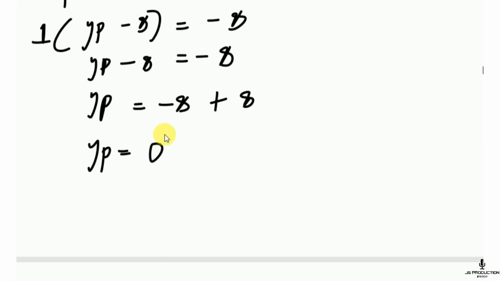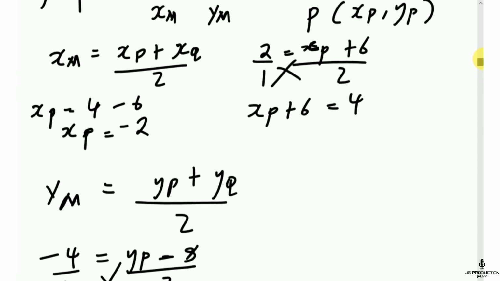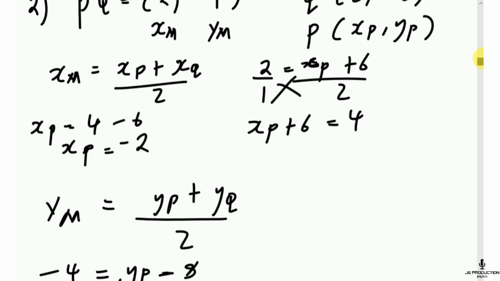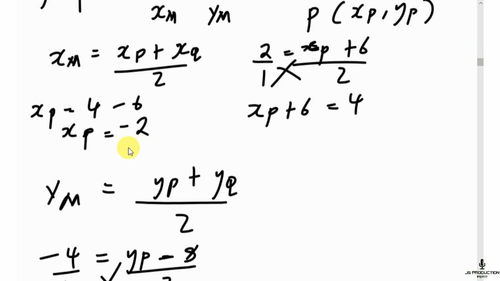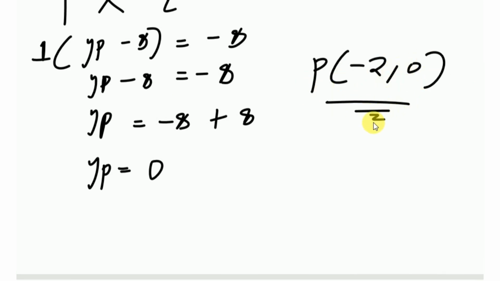So the coordinates of p: for x, we calculated negative 2, as you can see. So that's negative 2. So we can say the coordinates of p are negative 2, comma 0. So that's the coordinates of p. So that's going to be your answer.